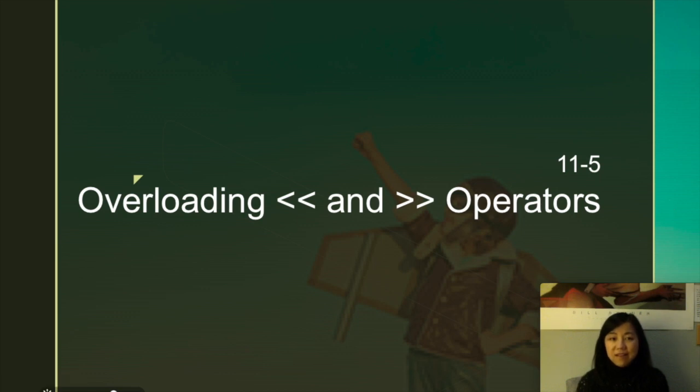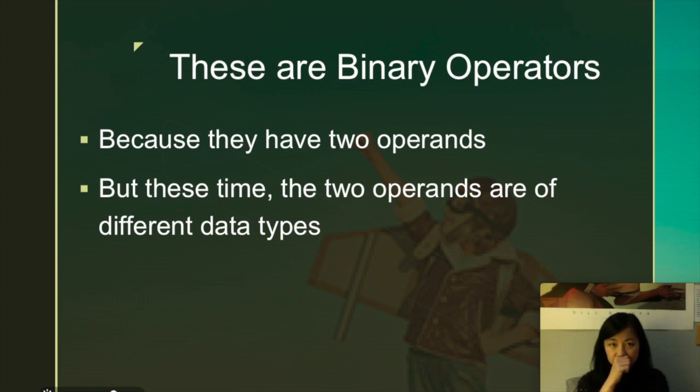Hi class, let's continue to discuss overloading operators, this time the extraction and insertion operators. So they are both binary operators because they have operands on both ends. If you think about the unary, it's a negative in front of the number. So there's only the money. There was only one operand that it operates on. Only one money value.